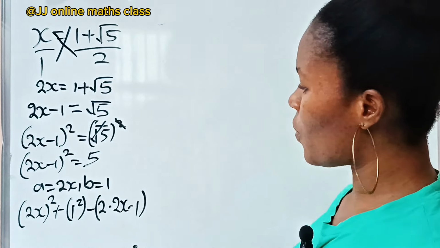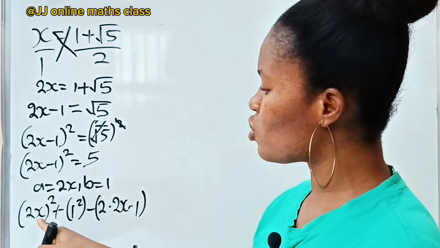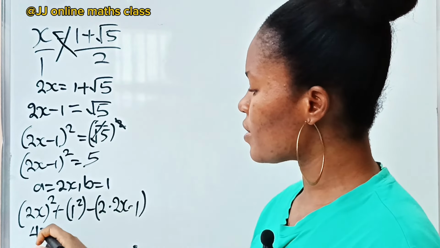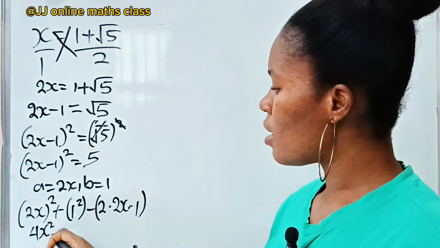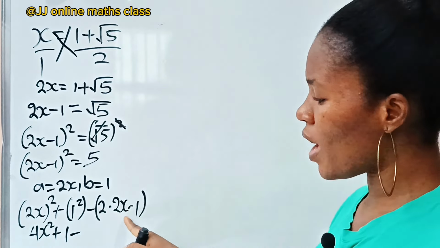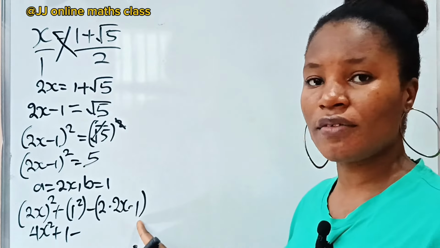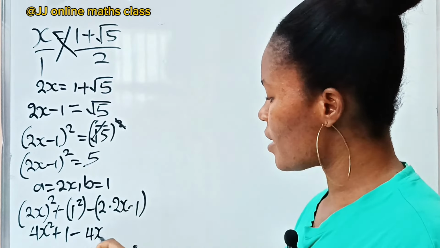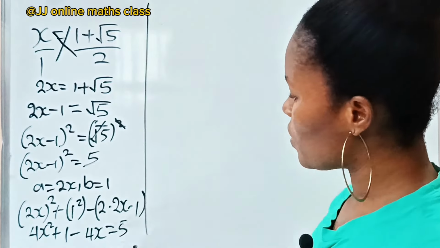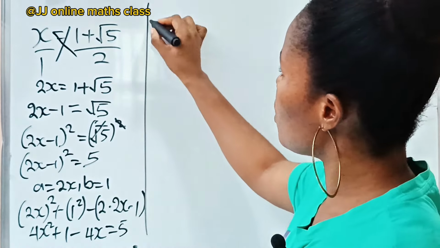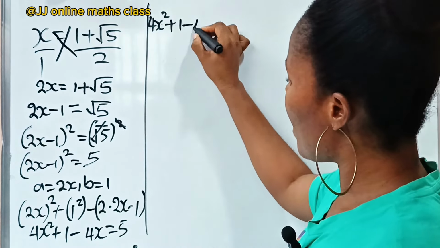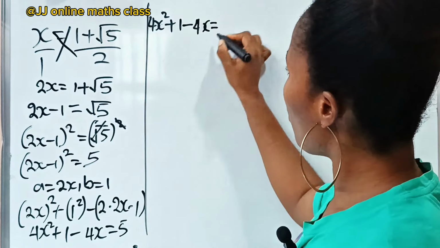Now, let's analyze what we have here. 2x squared is going to be 2 squared, which gives us 4, and x squared gives us x squared, plus 1 squared, which gives us 1, minus 2 times 2x times 1, which gives us 4x. The whole of this is equal to 5. Now, let me repeat what I wrote here, just in case. We have 4x squared plus 1 minus 4x is equal to 5.